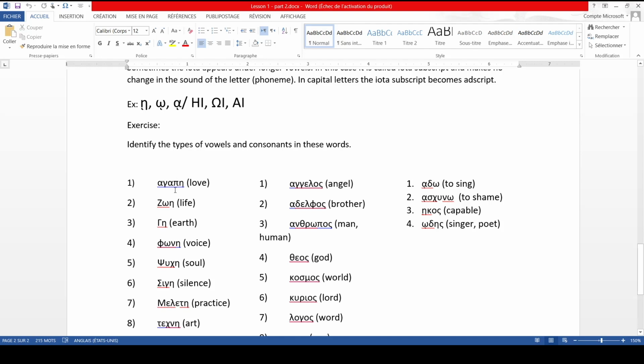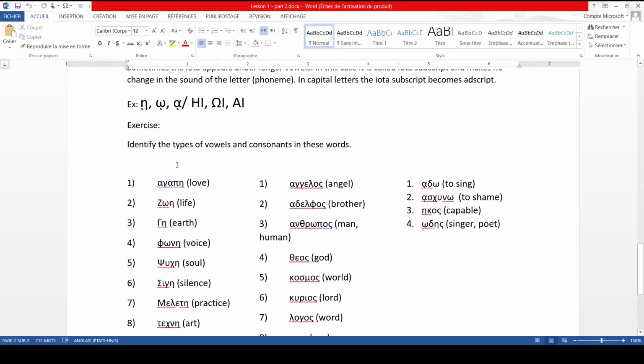We have pi. Is pi a vowel or consonant? It's a consonant, a mute consonant. Which kind of mute? Is it labial, dental, or palatal? Pi involves the lips, so it's a labial. And we have eta. Which kind of letter is that? It's a vowel. Which kind of vowel? It's a long vowel. Congratulations.